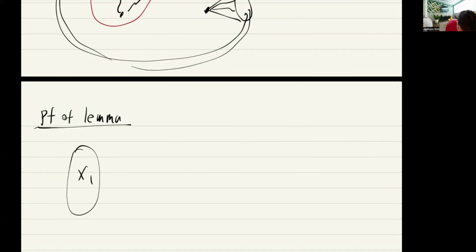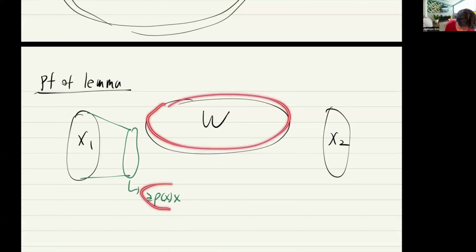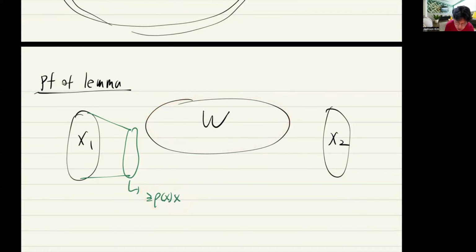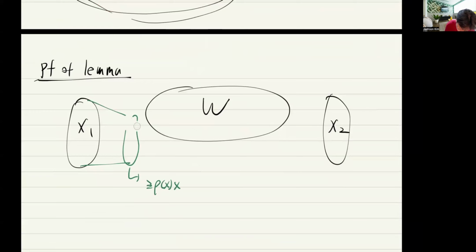You have X1, you have X2, and then you have, say, W. Because this is a sublinear expander, you take this neighborhood. Then that neighborhood has size at least rho(x) times x. But what do you know? If W is smaller than a quarter times this, W has size at most a quarter times this. That means some of them might be in W, but some of them are not in W. That's still at least half times rho(x) times x.